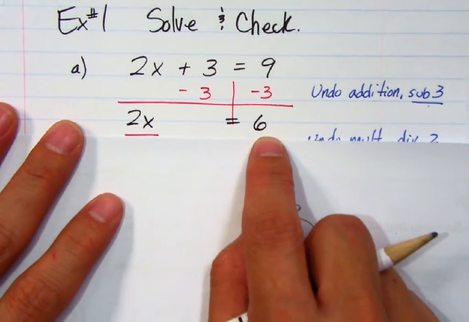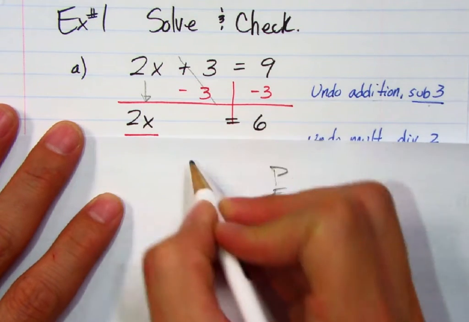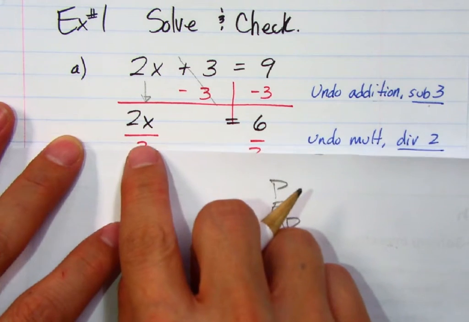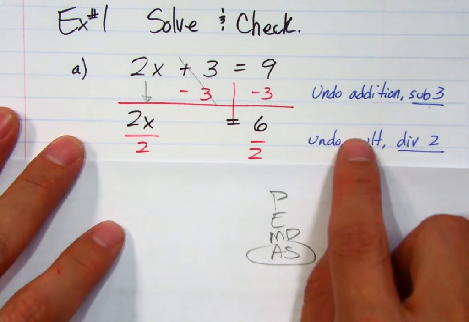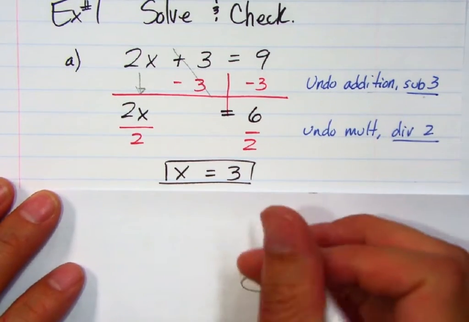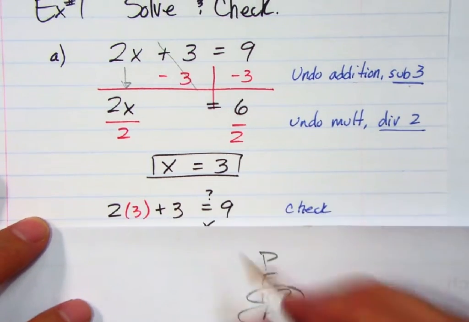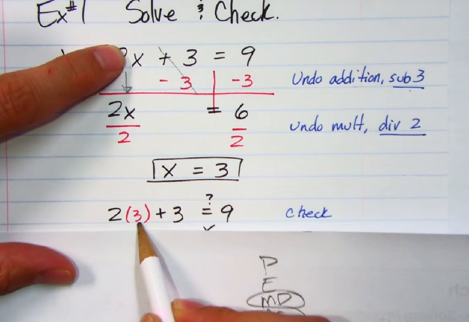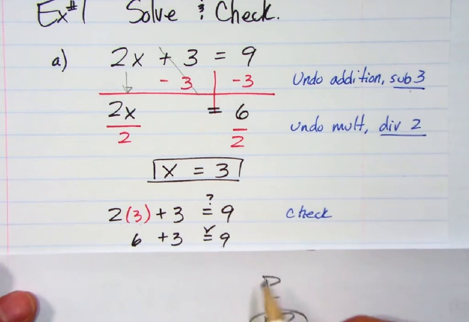I get this, right? So by subtracting 3, that cancels out. This just drops down, and these two simplify to 6. So then I want to undo any multiplication. In this case, I'm going to divide. Divide by 2. That's undoing multiplication. That's this step of PEMDAS. And I end up with 3 as my final answer. Lastly, I just check my work. I go back and say, hey, if 3 is what I think x is, let me see if it works. 2 times 3, well, that's 6. 6 plus 3 is 9. Yes, it does work out.